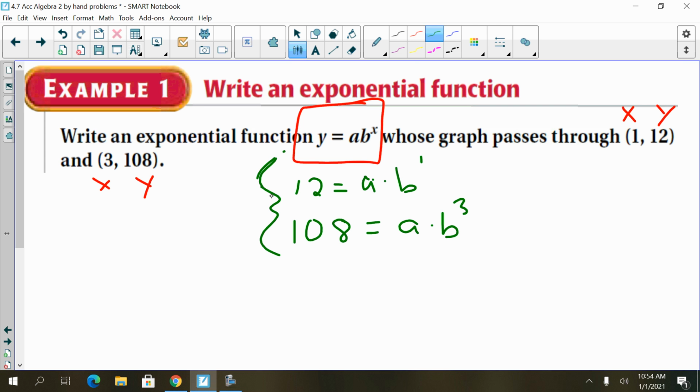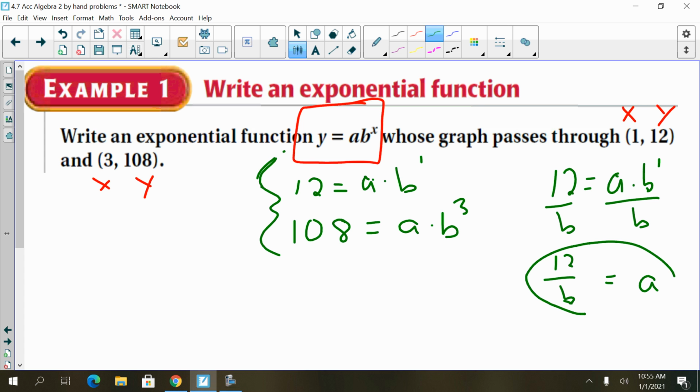So this is to solve systems of equations using substitution. You want to select one equation, solve it for one variable, and then substitute that variable in the second equation. So I'm going to take equation 1. It's 12 equals a times b to the first. And I'm going to solve it for a. So what I'm going to do is divide both sides by b. It's just b to the first, I can just call it b. So basically, I've discovered that a equals 12 over b. I'll go ahead and circle that. It's kind of important. What I'm going to do is substitute 12 over b in for a in equation 2.